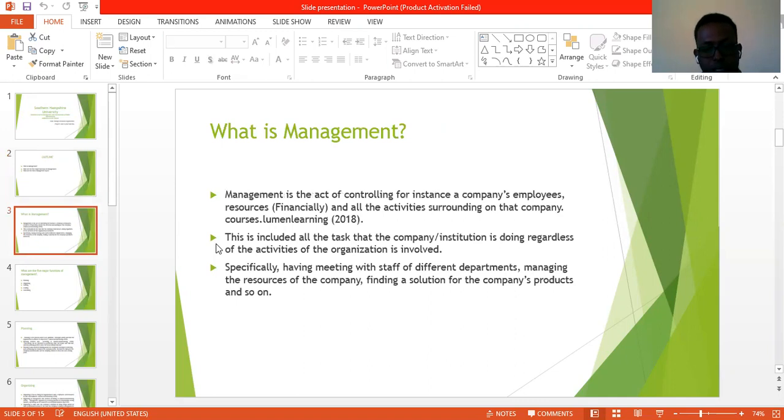So management is the act of controlling, for instance, a company's employees and resources, financially and in all the activities surrounding that company. This also includes the tasks the company or institution is doing, regardless of all the activities of the organization, and specifically having meetings with the staff and different departments, managing the resources of the company, and finding solutions for the company's product, and so on and so forth.